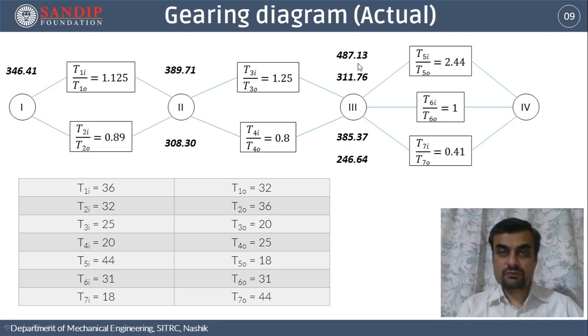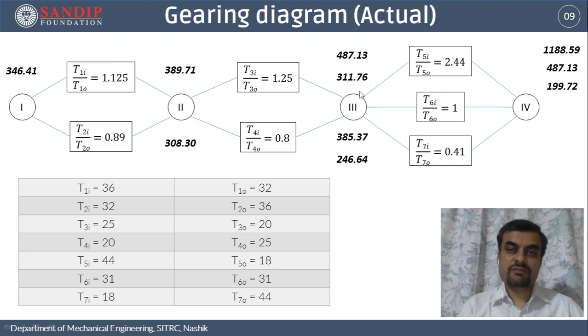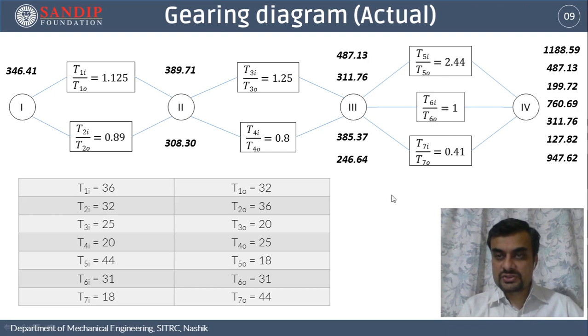Now for 487.13, if I engage the 5th, 6th and 7th gear pair one by one, I will get 3 output speeds on the 4th shaft. Similarly, if I spin the third shaft at 311.76 rpm and engage these 3 gear pairs one by one, I will get 3 more speeds. If the third shaft is running at 385.37 rpm and I engage these 3 pairs one by one, I will get 3 more speeds.